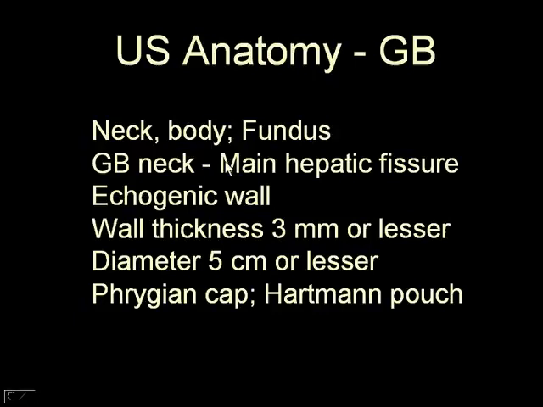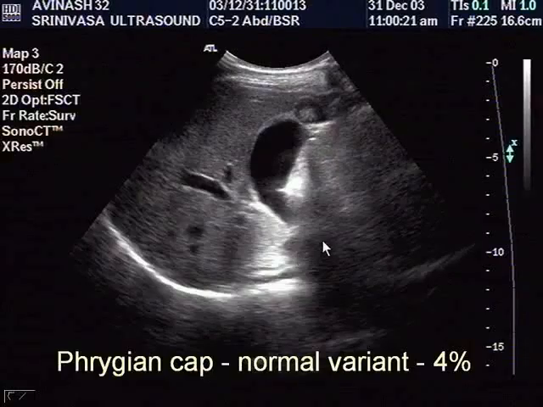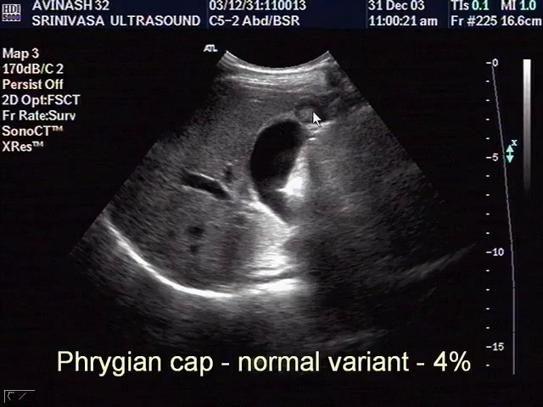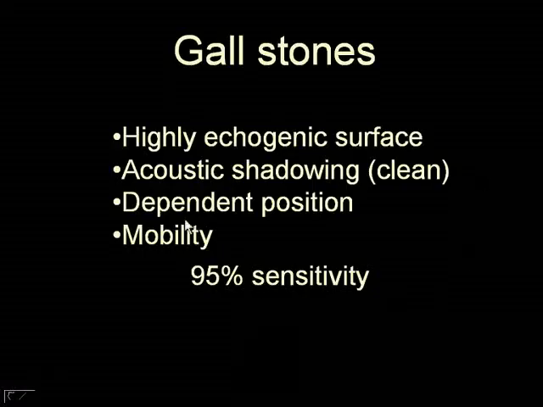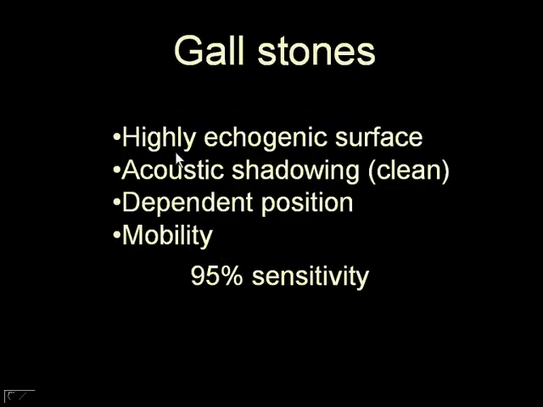Neck, body, fundus. The GB neck is located by the main hepatic fissure. Echogenic wall thickness of 3 millimeters or lesser, and diameter of 5 centimeters or lesser. Phrygian cap is a normal variation. That's a Phrygian cap, with a little bit of sludge, seen in 4% of cases. Main hepatic fissure.